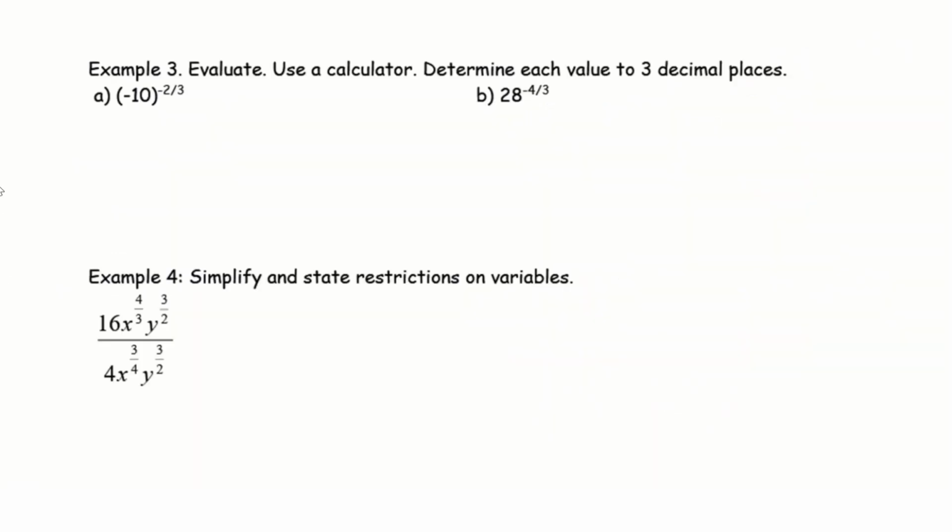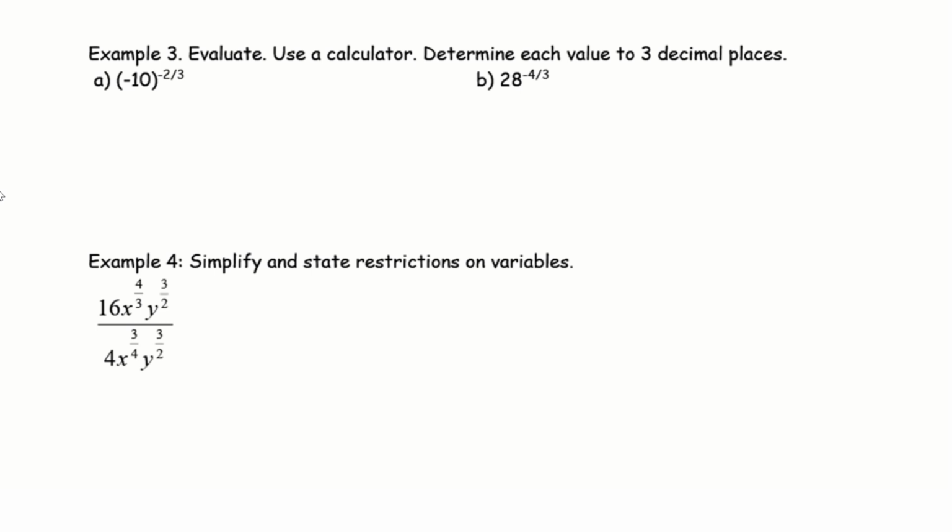So this is an evaluate, use a calculator, determine each value to 3 decimal places. So if your calculator could do the negative base right away, you just type in -10, then exponent could be this symbol of x to the exponent y, then bracket -2 over 3. So we are going to see the calculator.